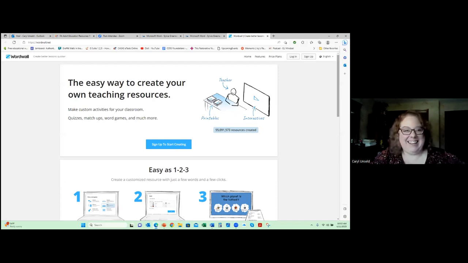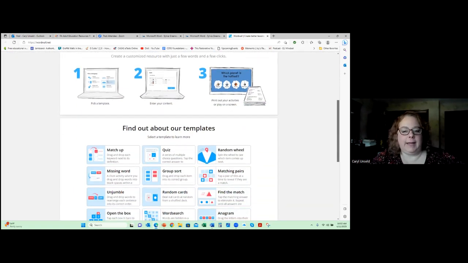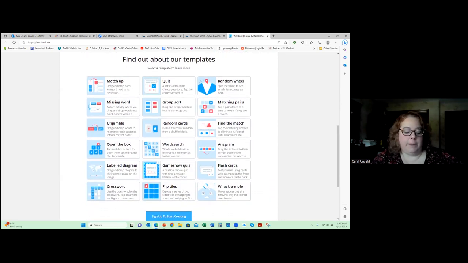Okay, good. So this is the wordwall.net website, and you can sign up for free. If you want to create your own, I'm going to show you how. They have a bunch of these that are already made that you don't have to create, but sometimes you really want to do just your own thing. You can quite easily create little games where you might match pairs.